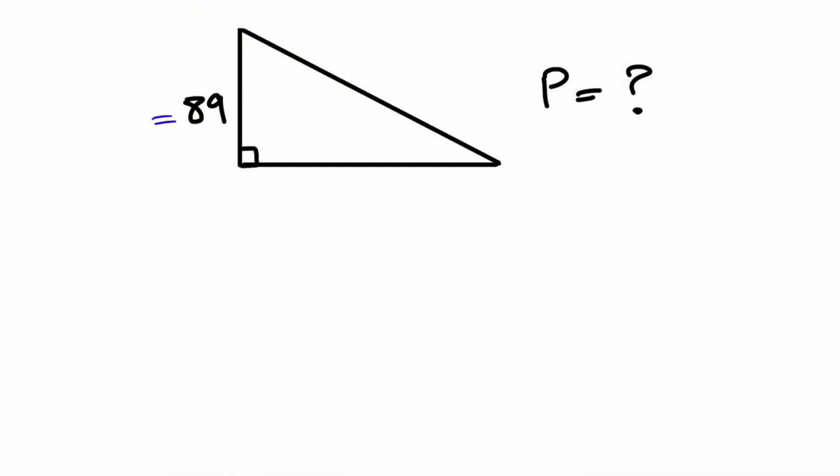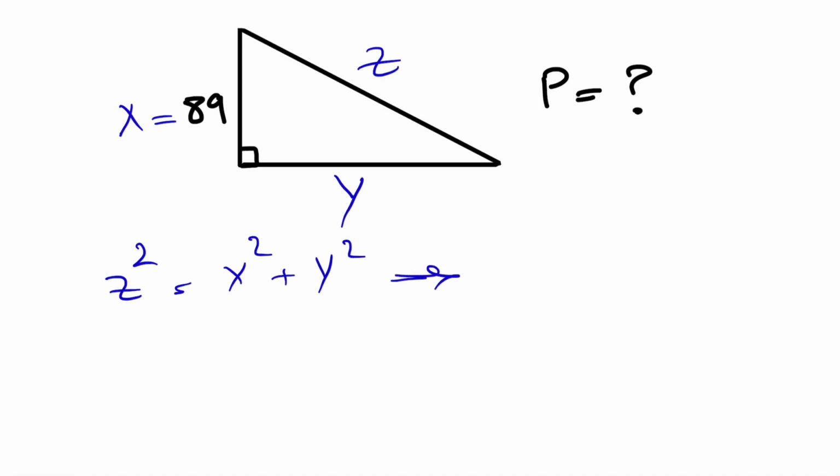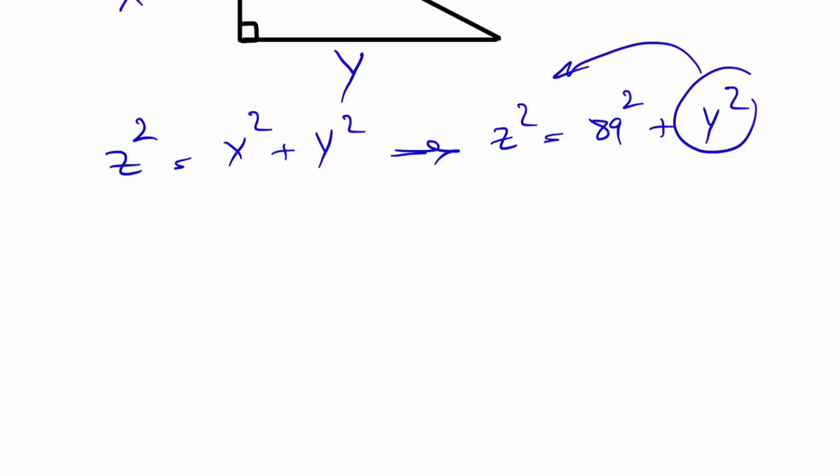So let's call each of these sides a variable. Let's call the 89 x, we're going to call the base y, and we will have z as the hypotenuse. We have a right triangle. The first thing that comes to our mind is the Pythagorean theorem, which is z squared is equal to x squared plus y squared. And as I mentioned, we have our x squared, 89 squared, plus y squared, and we're going to bring the y squared to the left side of the equation. If we do that, we have z squared minus y squared, since y squared is positive on the right side, so when it comes to the left side it will be negative.